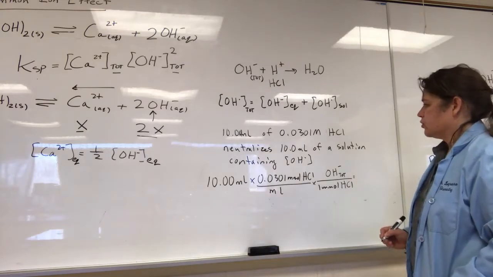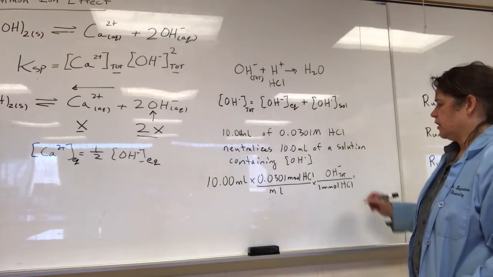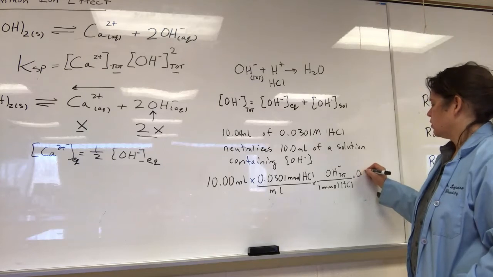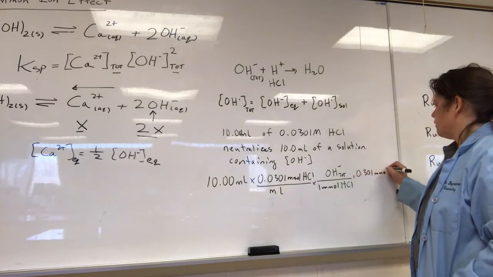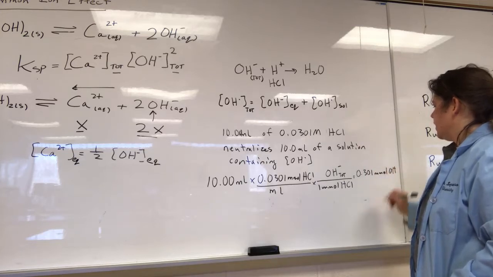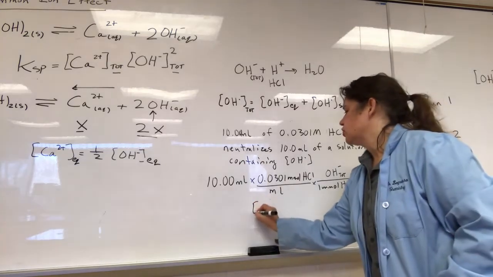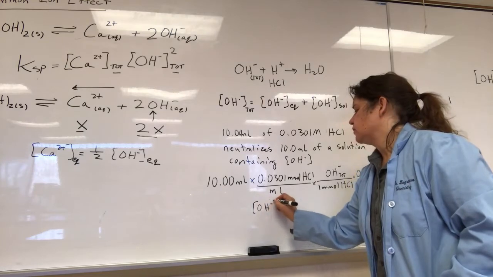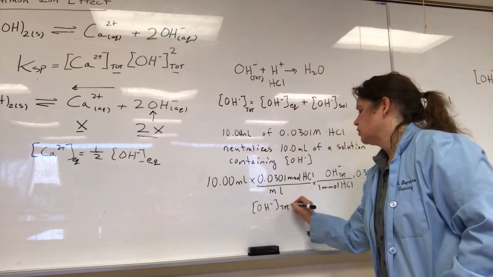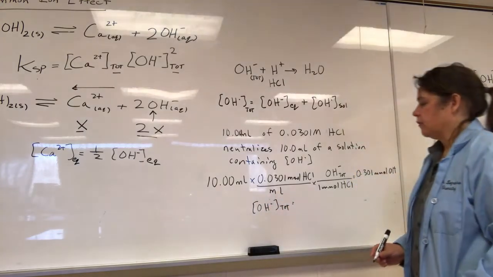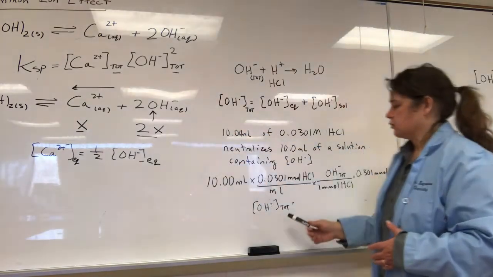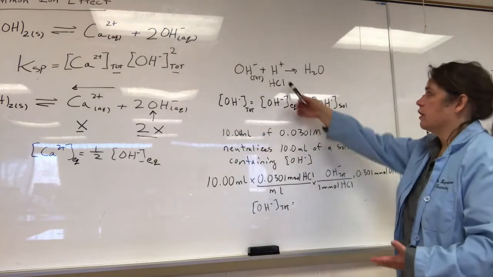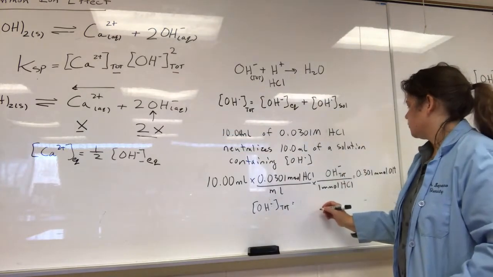We would get the total amount. That's going to be 0.301 millimoles of hydroxide that we've neutralized. And then to get the concentration of that hydroxide, again, this is going to be the total concentration, not just the concentration from the equilibrium. This will be whatever the hydrochloric acid finds in the solution.